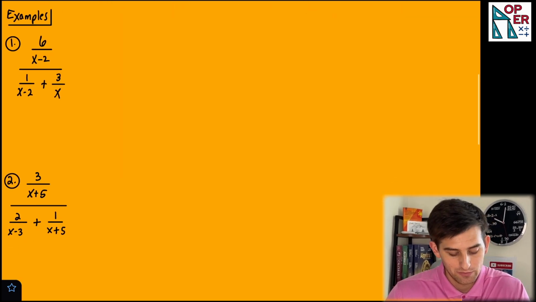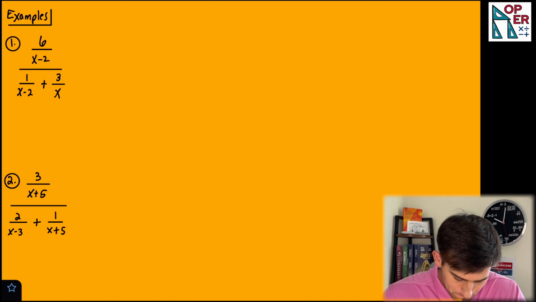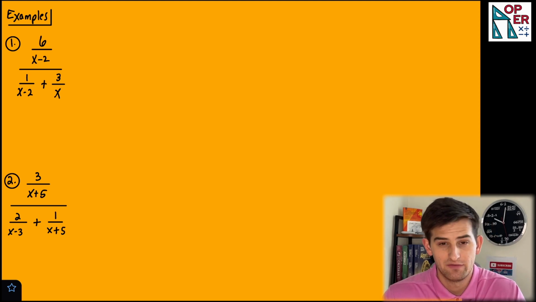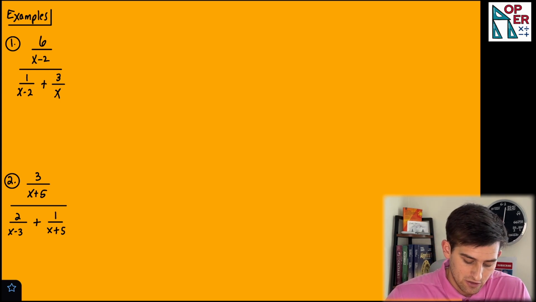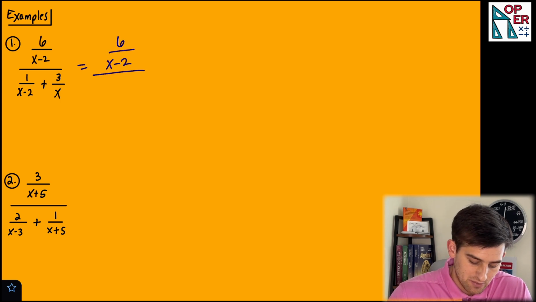Okay, so example number one, we will use method number one. What we want to do is simplify, or basically combine, the fractions that we have in the denominator. So if I look here, let's keep what we have on top, so 6 divided by x minus 2. But now we need to multiply, if we think about x minus 2 and x, we need to multiply 1 by x and 3 by x minus 2.